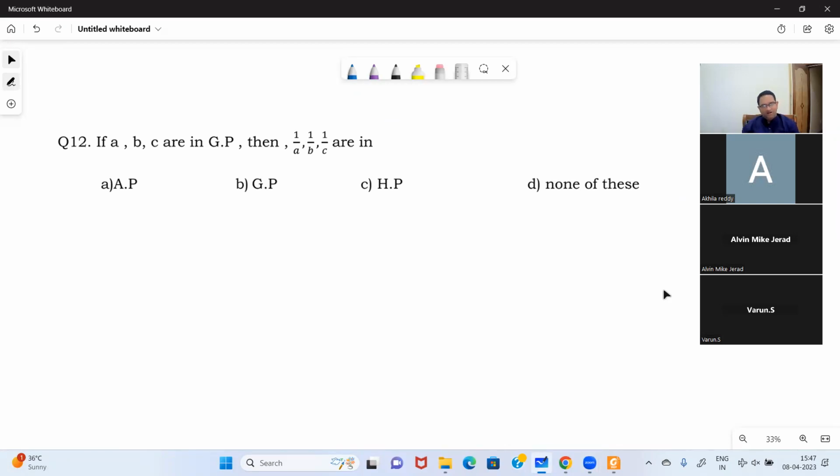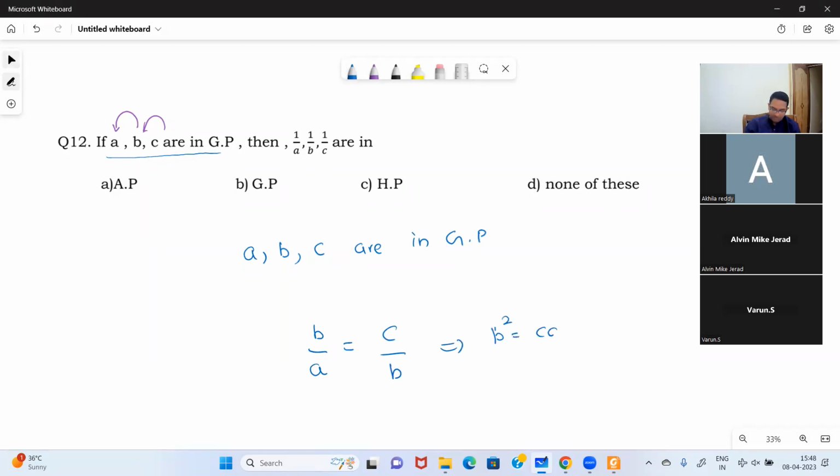If A, B, C are in GP, geometric progression, then what about 1 by A, 1 by B, 1 by C? See here, when we say A, B, C are in GP, what do you mean by geometric progression? There will be a common ratio. Second term divided by first term will be equal to third term divided by second term. So B by A will be equal to C by B, correct? If I cross multiply, I will get B square is equal to AC, or CA.